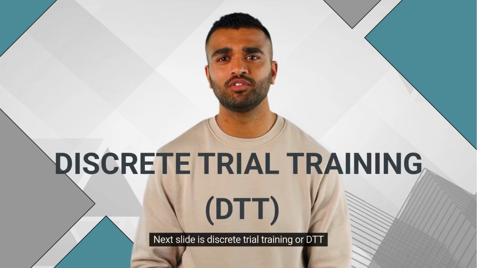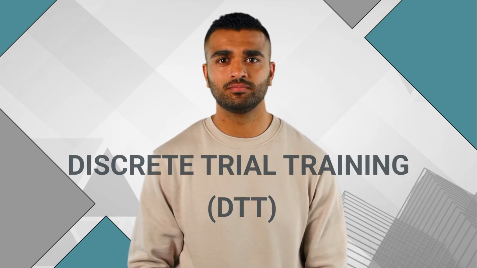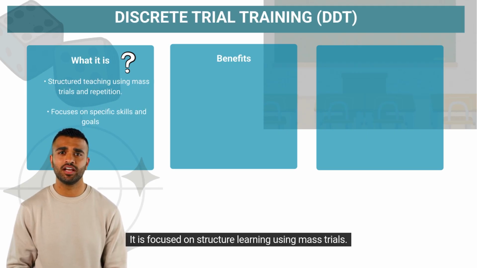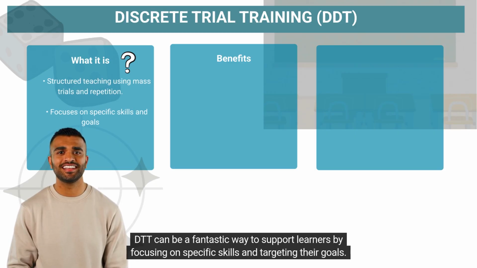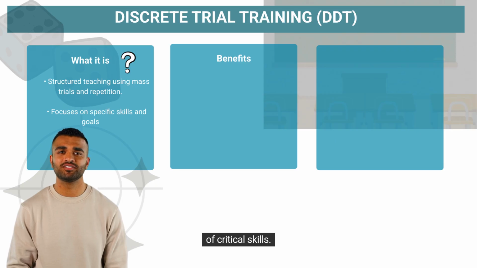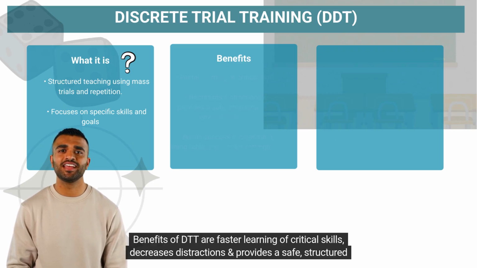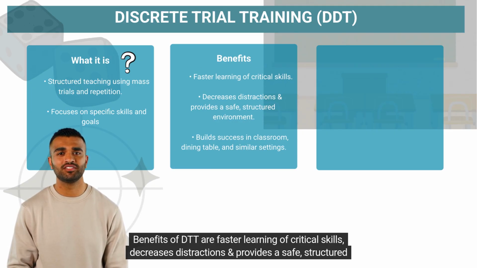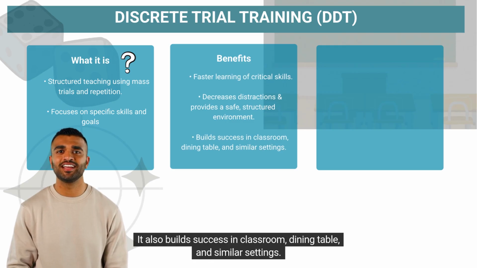Next slide is discrete trial training, or DTT. What is discrete trial training? It is focused on structured learning using mass trials. DTT can be a fantastic way to support learners by focusing on specific skills and targeting their goals. DTT allows for more focused learning, which allows for repetition and often leads to faster learning of critical skills. Benefits of DTT are faster learning of critical skills, decreased distractions, and a safe, structured environment. It also builds success in classroom, dining table, and similar settings.